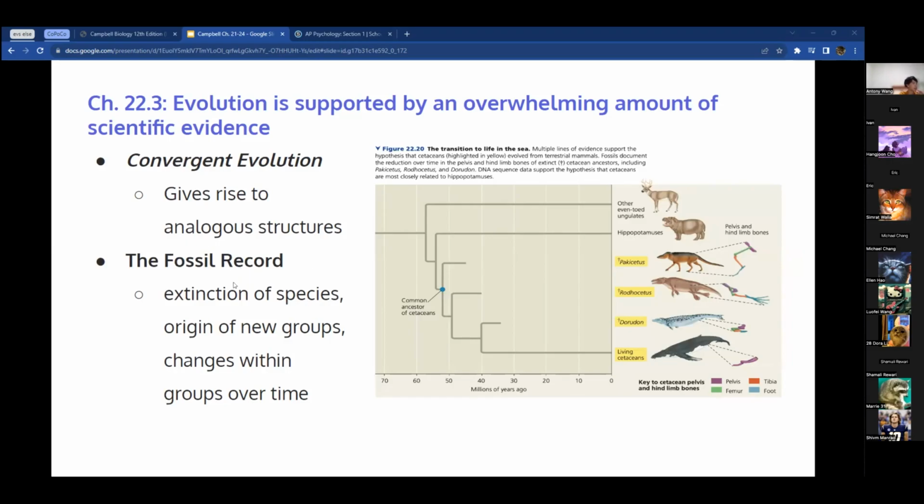The fossil record, extinction of species, origin of new groups. This is a good way to record how life has changed. It provides us intermediates between, for example, hippopotamuses and these even-toed ungulates that are closely related to whales. But if you look at living animals, it's hard to see how they're related. But if you look at the fossil record, you'll find examples of intermediates between these animals that help illustrate their evolutionary ties.